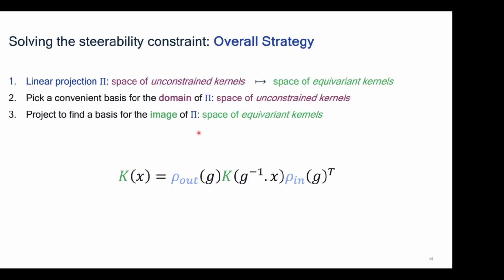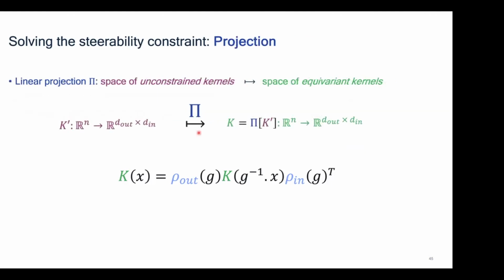So what we're going to do is define this linear projection, then pick a basis for the domain of this projection, that is every possible filter, that we will pick a very convenient one, and then project this basis through this projection operator to find a basis for our equivariant filters. That's a very high level strategy. I want you to keep it in mind, and then we see a bit more the details of how that's going to happen. So first of all, the linear projection.